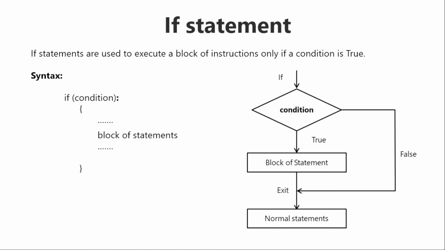If a given condition is true, then the set of instructions will be executed. The flow diagram of the if statement is: if the condition is true, the block of statements will be executed, and it will exit and print the remaining statements. If the condition is false, it will exit and print the normal statements. Let us go to the code editor and perform one example.